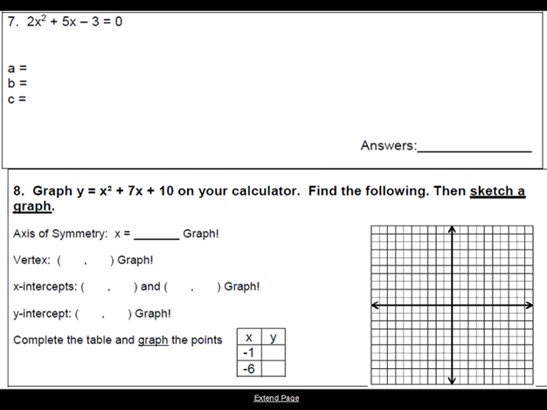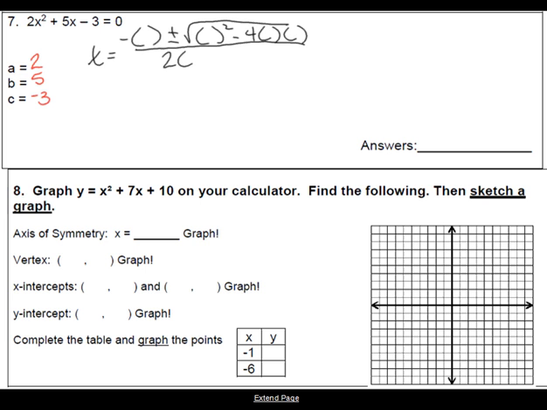Our next problem is still the same. First step, list my ABCs. 2, 5, negative 3. Next, prepare to substitute. Write the formula, putting empty parentheses everywhere there was a variable. Now go back and substitute.